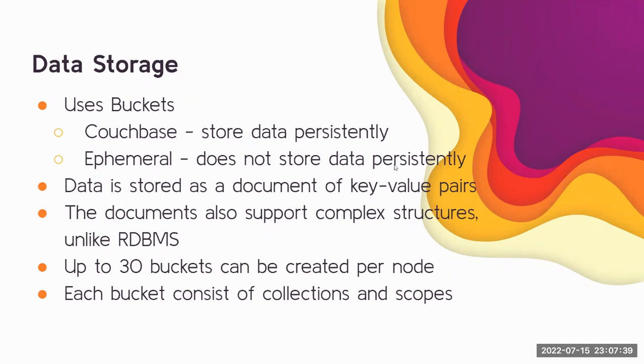Within Couchbase, we can have a maximum of 30 buckets per node. Each bucket consists of collections and scopes. A collection is similar to a table in RDBMS, wherein logically similar data are stored within a collection, and scopes are a mechanism used to group different collections. Couchbase allows up to 1,000 scopes to be created within a node.